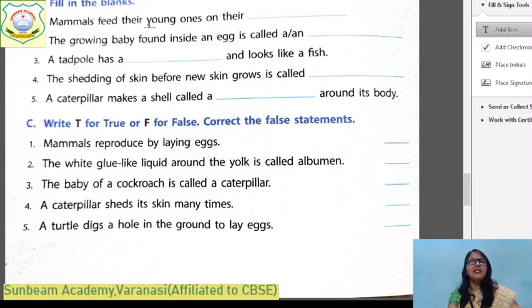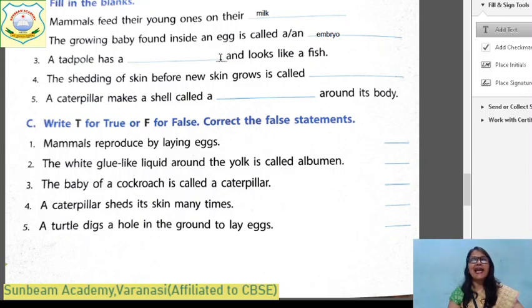Mammals feed their young ones on their, what do they feed on? On their milk, M-I-L-K, milk. Come to the next one, beta. The growing baby found inside an egg is called an, what is it called? It's called an embryo, E-M-B-R-Y-O, embryo.